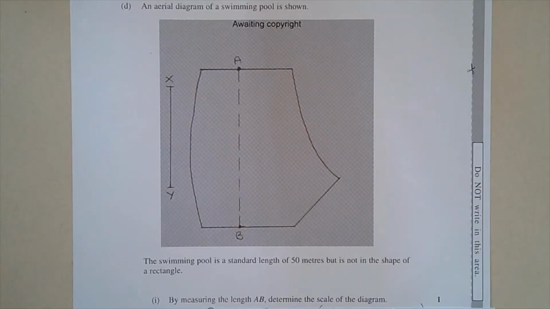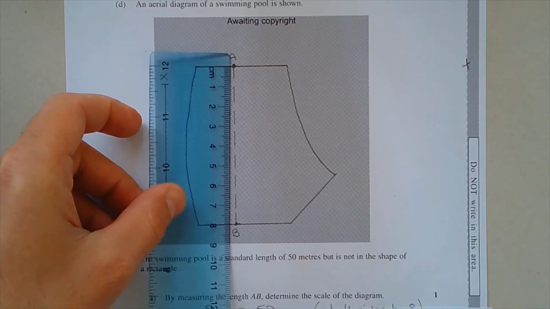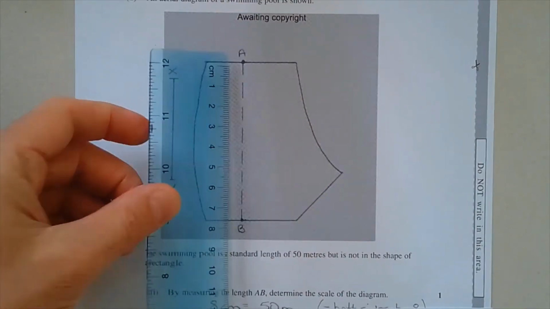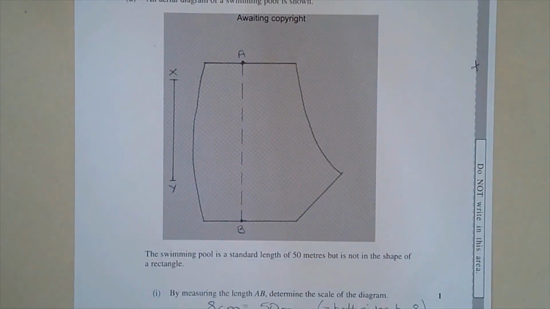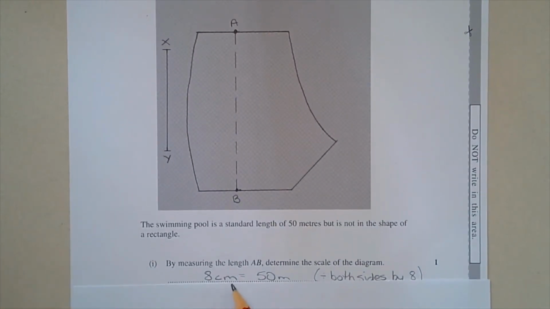Question 28D. An aerial diagram of a swimming pool is shown. The swimming pool is a standard length of 50 metres but is not in the shape of a rectangle. So part 1, by measuring the length AB, determine the scale of the diagram. So this is where you get a ruler and measure the length AB, and it's 8 centimetres. So the scale can be written as 8 centimetres equals 50 metres.